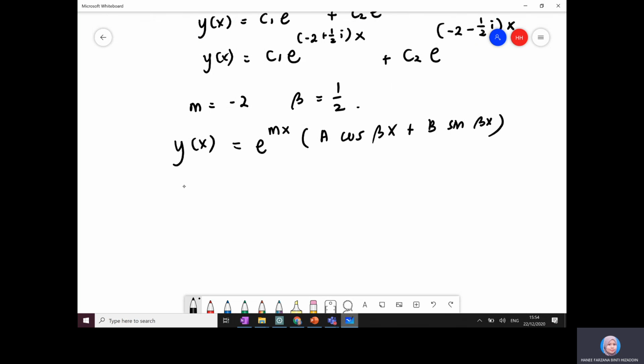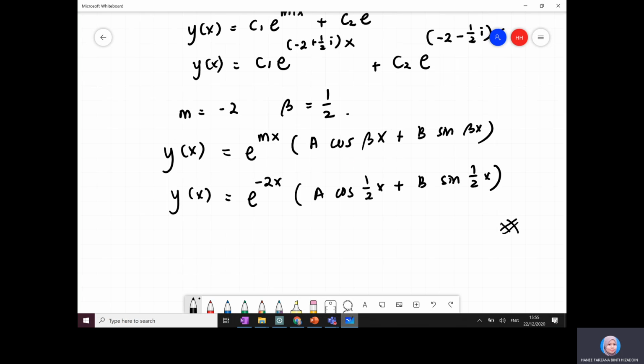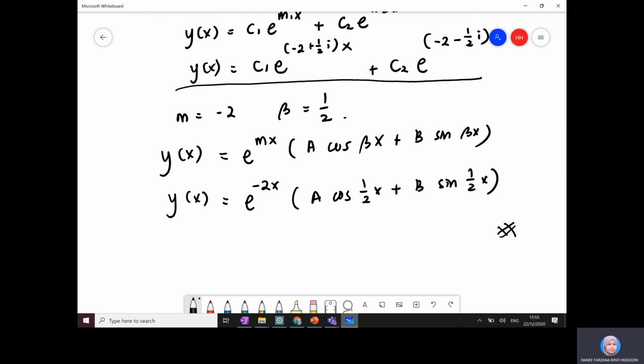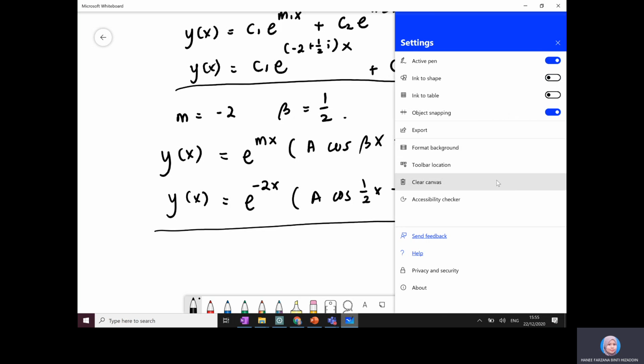So you just put in your values of m and beta: e to the negative 2x times a cos 1 over 2x plus b sine 1 over 2x. So this is also correct. Either this form or this form, they are both acceptable. Okay.